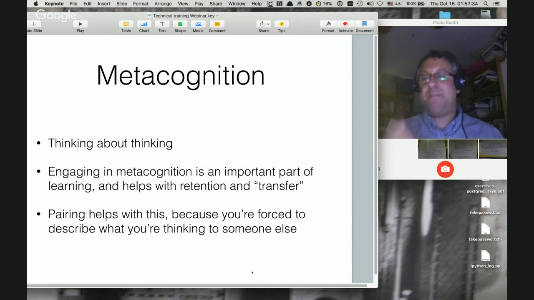And so what you want to do is be forcing people to think about what they're doing and to talk about it. And pair programming, I think one of the reasons why it's so powerful is that pair programming forces you to talk to someone else to describe what you're thinking. And that forces you to go through this metacognitive process, which helps with your learning and your retention and your deeper understanding.